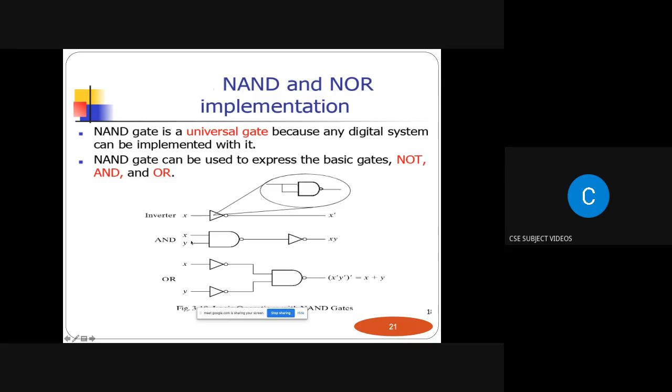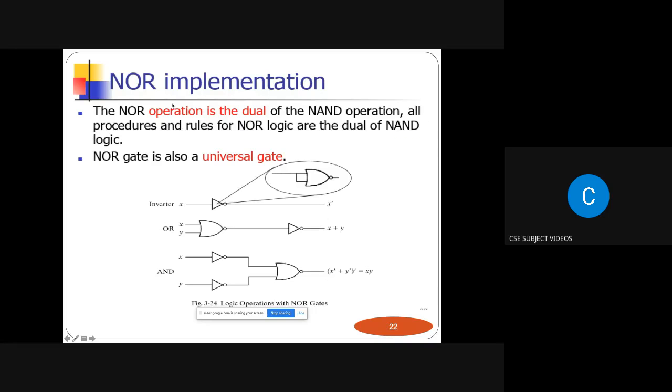So these are the representations of the NAND gates for the basic gates. NOT gate can be represented like this with NAND, and AND representation is given like this. AND can be represented as NAND like this, and OR gate can be represented like this for NAND representation. And this is NOR representation. NOR operation is the dual of NAND operation. Here AND, OR, NOT, all these gates are represented as NOR gates like this.